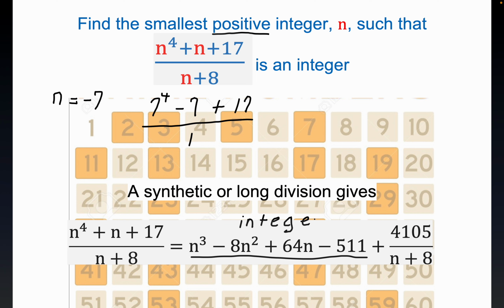Now let's take a look at the part where we have to actually do some thinking here. 4105 is close to being prime. In fact, 4105 is the same thing as 5 times 821. That's an easy mental calculation. 5 times 821 is 4,105. So we got 821 right there.